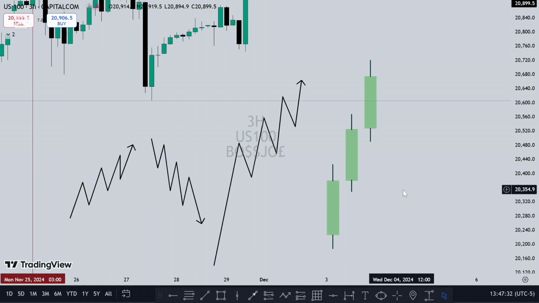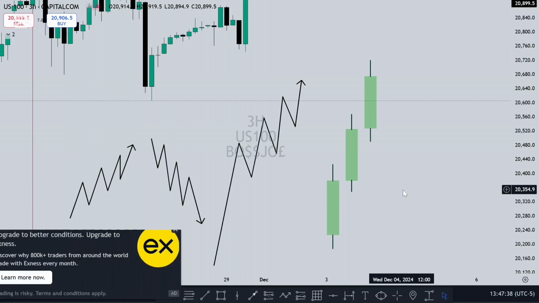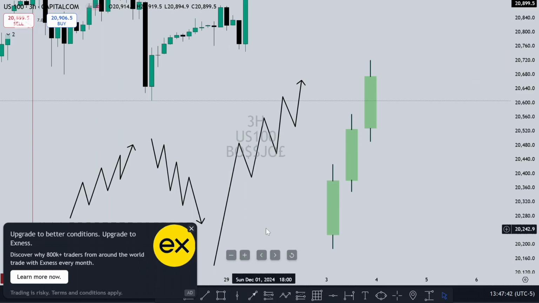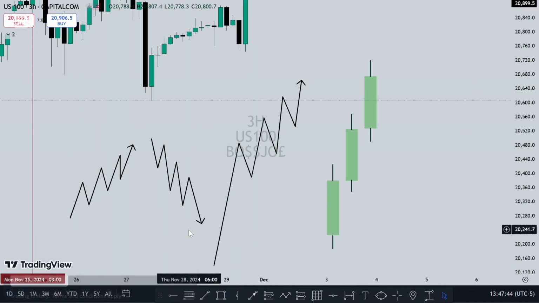Now we say simply what is fair value gap. How to identify fair value gap, we said, is often identified in a triple candlestick pattern.